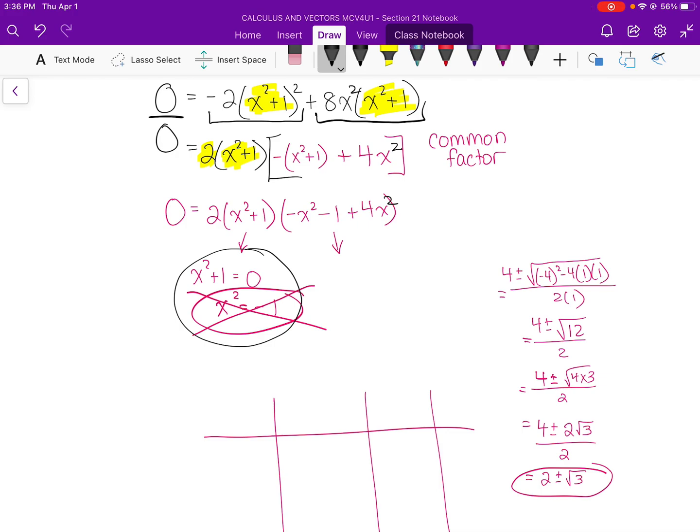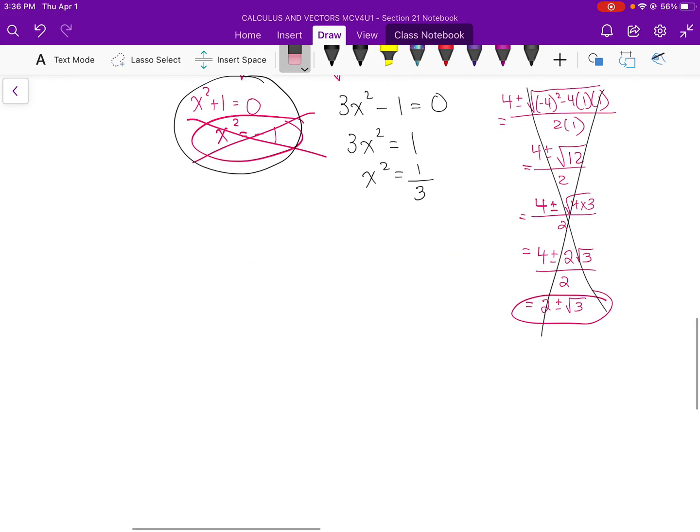So then I'll try this side. Actually, this might be easier. I don't even need to use the quadratic. So negative x squared minus 1 plus 4x squared, I can simplify that to 3x squared minus 1, right, because 4 take away 1. And then I'm setting that equal to 0. So actually, this is a lot easier. 3x squared equals 1. I'm going to divide both sides by 3, and then take the square root. So x equals plus or minus the square root of 1 over 3.